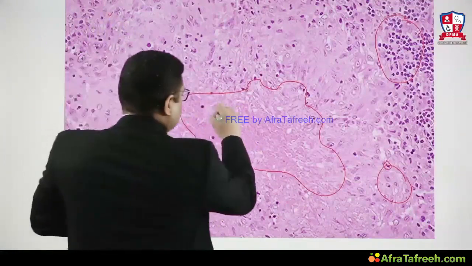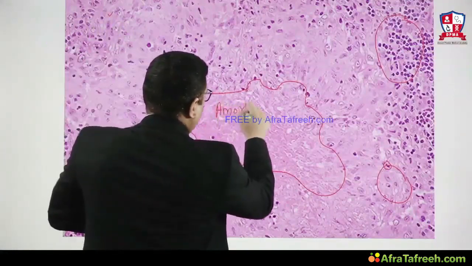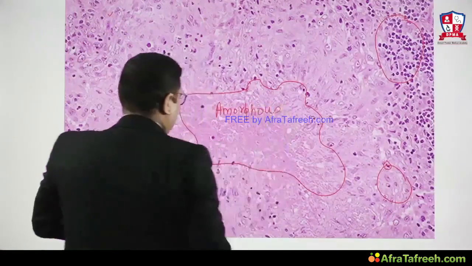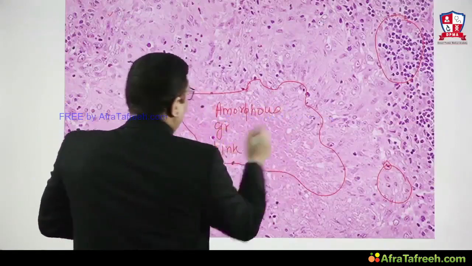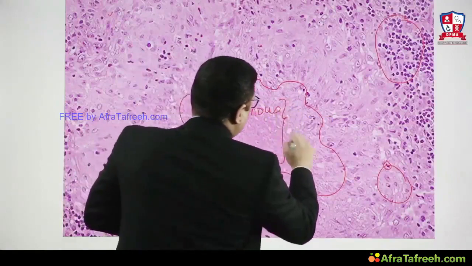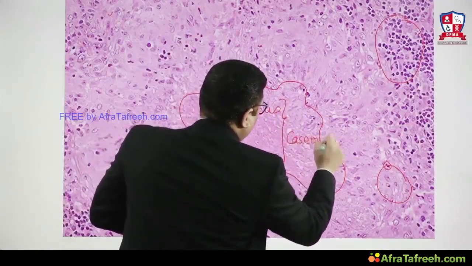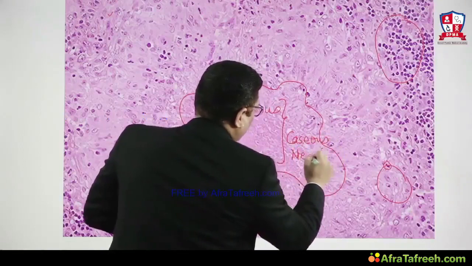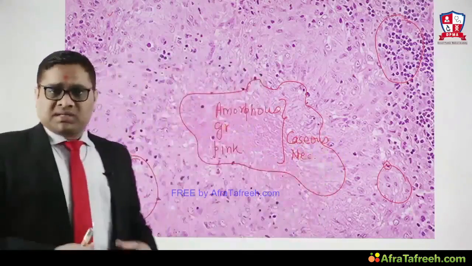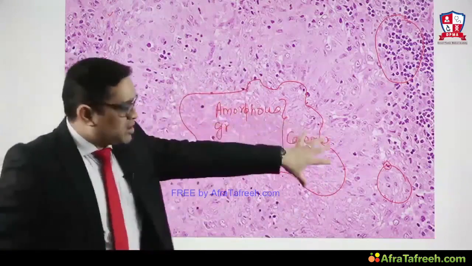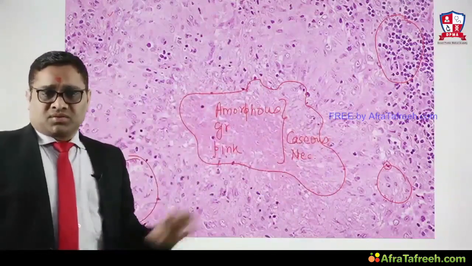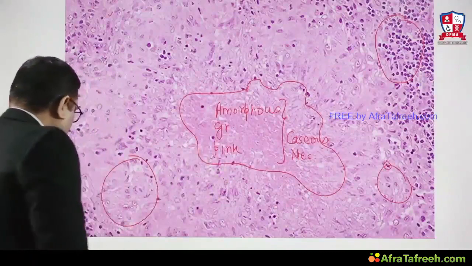So this is what we describe as an amorphous, granular, pink appearance, and this amorphous, granular, pink appearance is called caseous necrosis, right? This is called caseous necrosis. So that is how we describe caseous necrosis. Amorphous, granular, pink area is the area of caseous necrosis, right? So this is the caseous necrosis diagram.